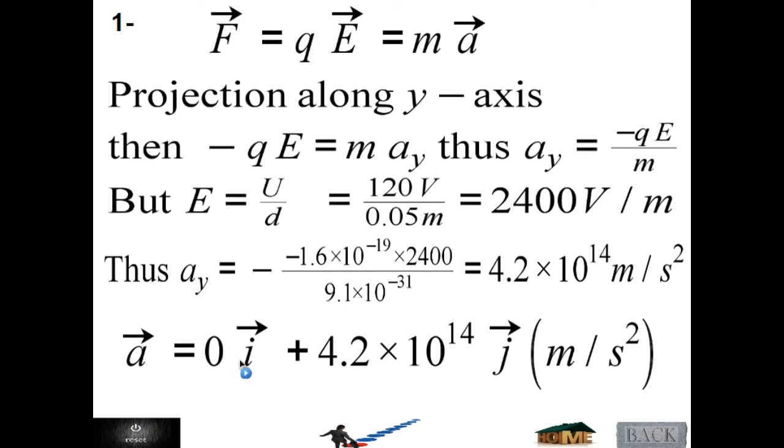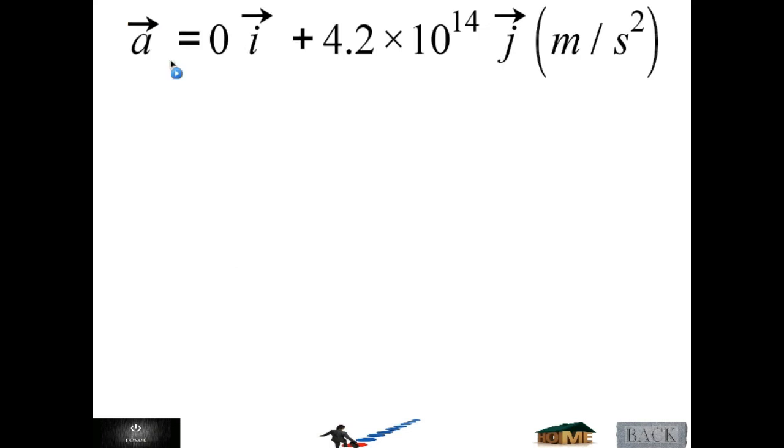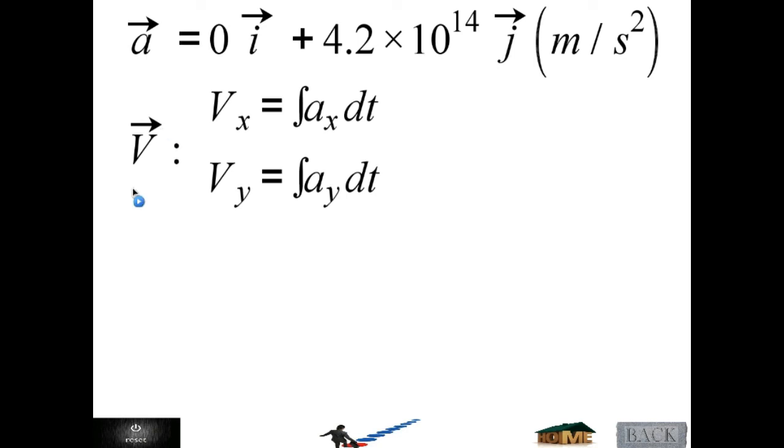The acceleration vector a equals 0 i plus 4.2 times 10 to the power 14 j meter per second square. Now that we have the acceleration, we can calculate the velocity. Velocity is the integral of a with respect to time. So I will split the velocity into its components, Vx and Vy. Vx equals the integral of ax dt and Vy is the integral of ay dt.